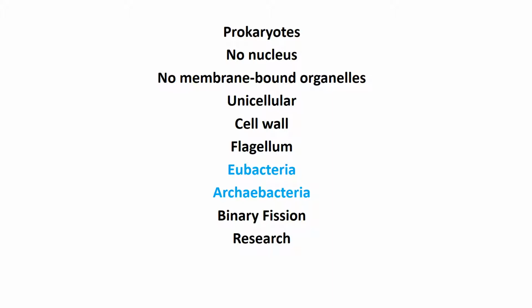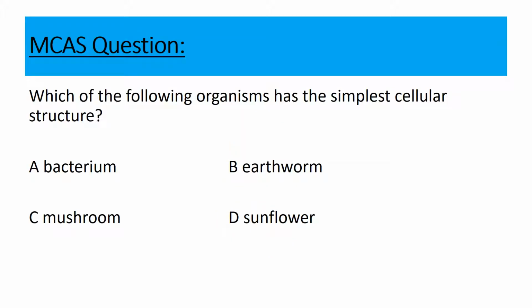All prokaryotes belong to either the kingdom Eubacteria or the kingdom Archaebacteria. And prokaryotes, almost all of them, reproduce through binary fission. And because of their simple cellular structure and their short lifespans, prokaryotes are frequently used in research. Let's look at some MCAS questions about prokaryotes.